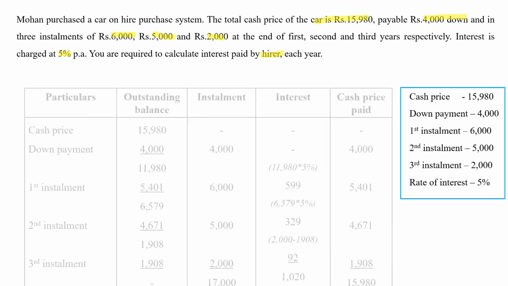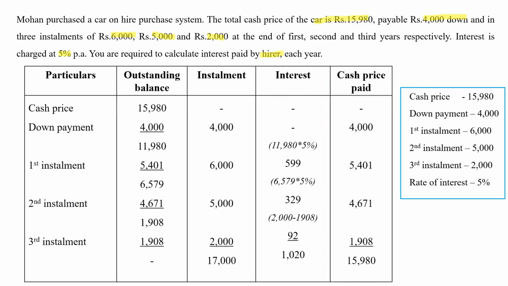Now, when all the information is given, cash price, installment amount, rate of interest, how are we going to calculate? We are going to do the calculation in the form of a table. We will have 5 columns: particulars column, outstanding balance column, installment column, interest column, cash price paid column. In the particulars column, we are going to write the details of what we are going to enter into the rest of the columns.